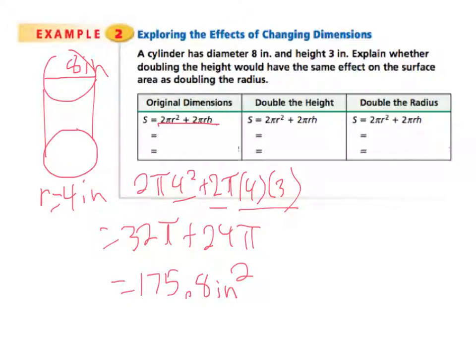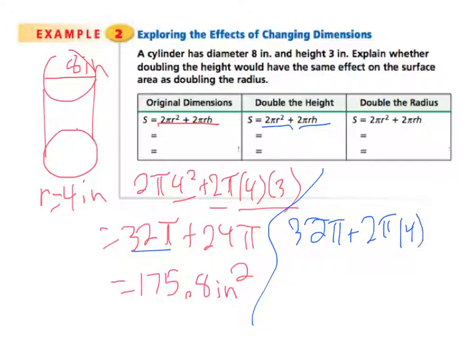Next, we're going to double the height. So to double the height, we're going to do the same thing. Let me draw a divider here. 2 pi r squared, which we already know to be 32 pi, plus, we're going to double the height. So 2 pi r is still 4, and the height is now going to be 6.